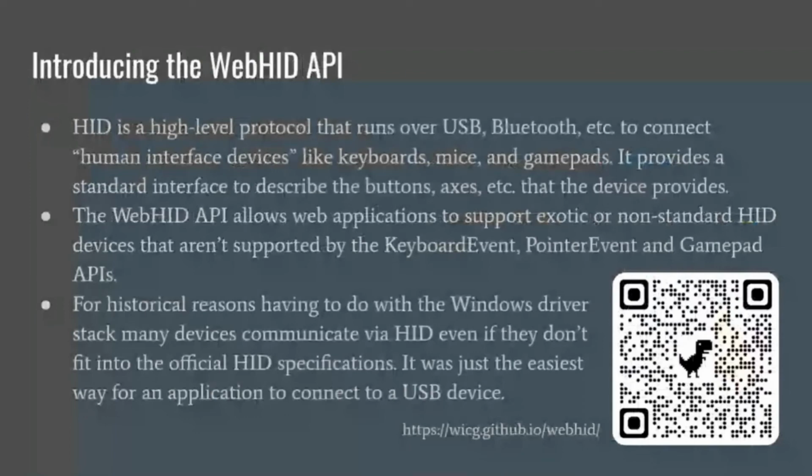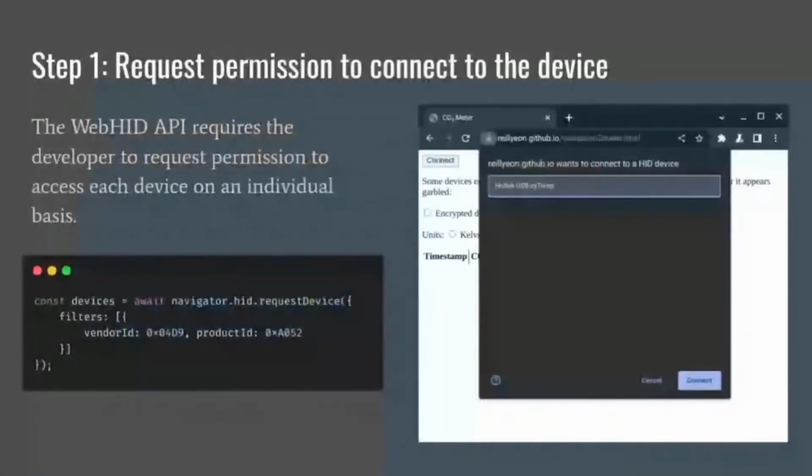For historical reasons having to do with the APIs Windows applications could use to communicate with peripherals, using the HID protocol was the easiest option. So lots of weird things like this CO2 meter are HID devices even though they don't have anything to do with user input. So, how do we use Web HID to connect to this device?